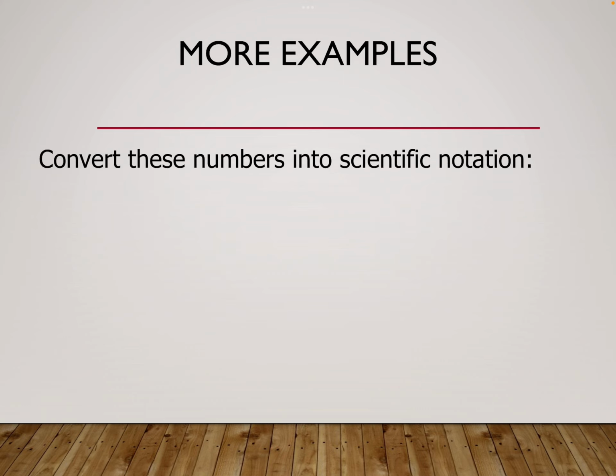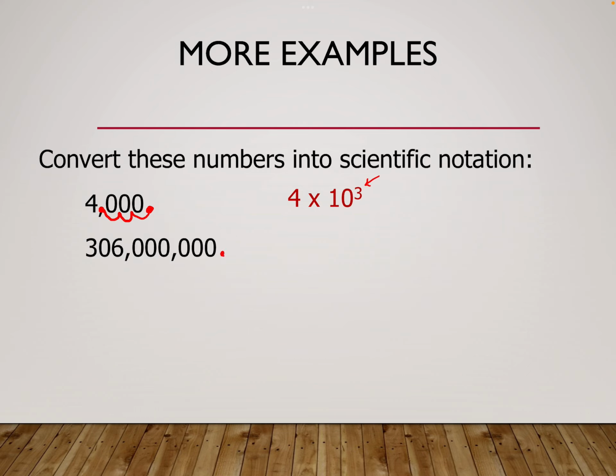Let's try this one. Convert these numbers into scientific notation. So 4,000. Again, we're going to pretend like our decimal point was here, and we're going to move it 1, 2, 3, so that it's after the first non-zero digit. So we're going to get 4 times 10, and then we moved it 3 places, so that becomes a 3. And it's positive because 4,000 was a big number, right? It's bigger than 1, so it's a big number.